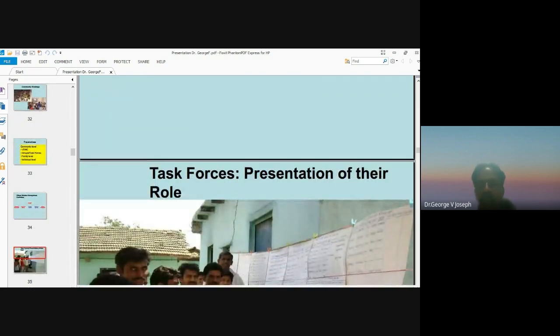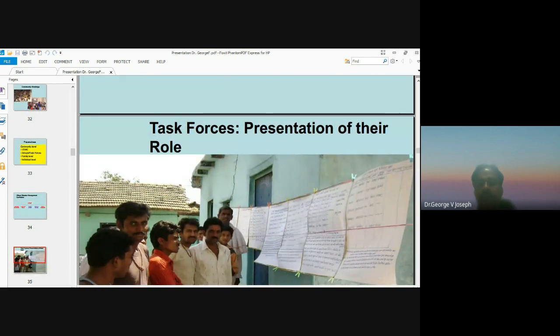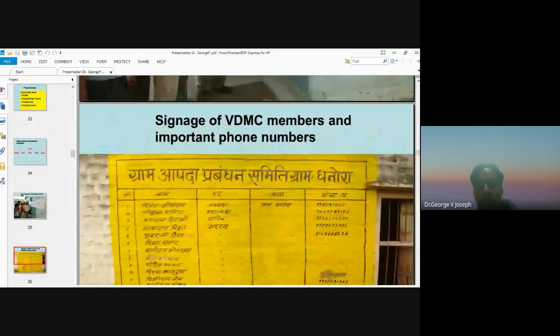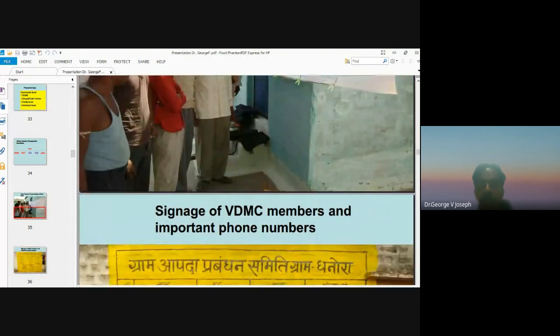When you involve the people in the process of making the task forces and identifying the issues, they will be able to present them. You can also use village signboards. Important contact numbers can be displayed in important buildings in the local community, so that with the help of these numbers, local people are able to access disaster response services in a very effective manner.